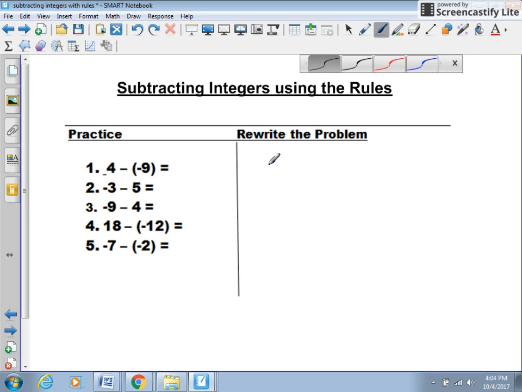Number 1, this is a typo, so this is positive 4 here. We have 4 minus negative 9. I'm going to rewrite the problem: 4 plus positive 9. And then I'm simply going to add those two numbers together because now the signs are the same. 4 plus 9 equals 13. So my answer is positive because both of my numbers are positive.